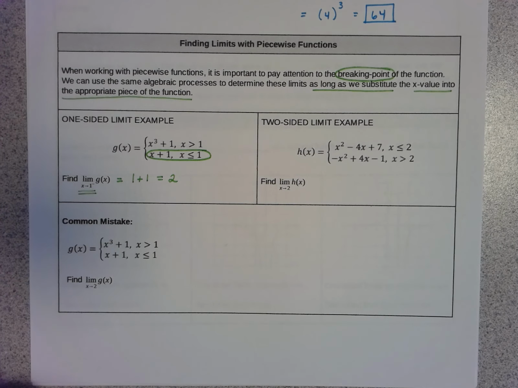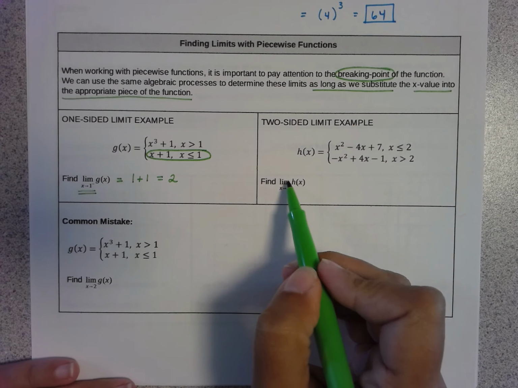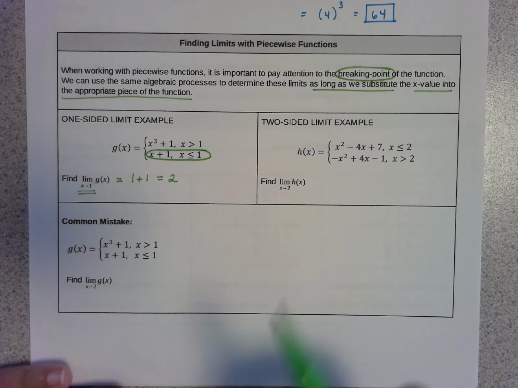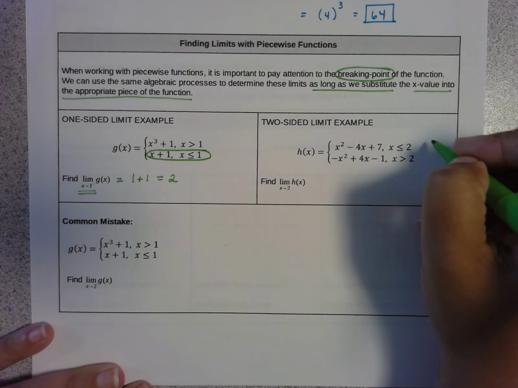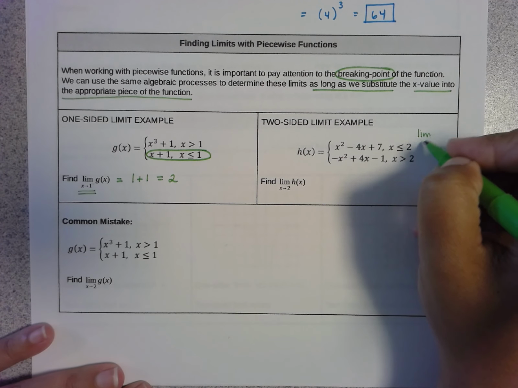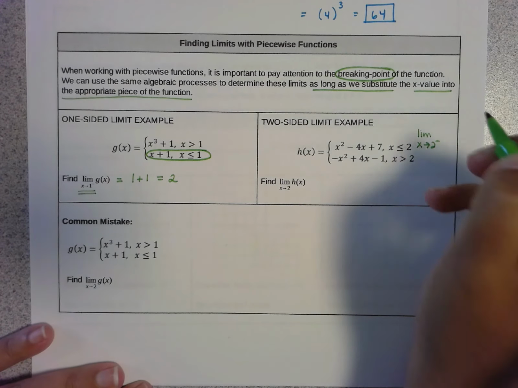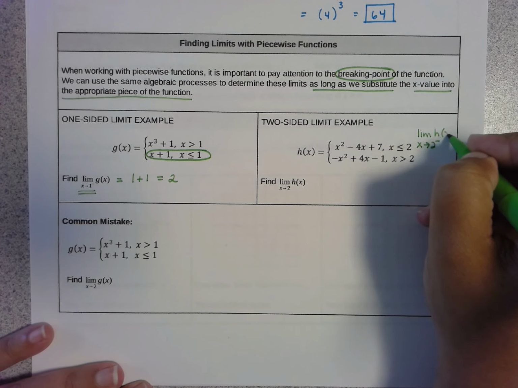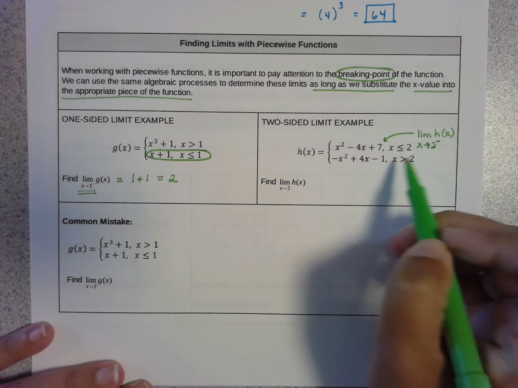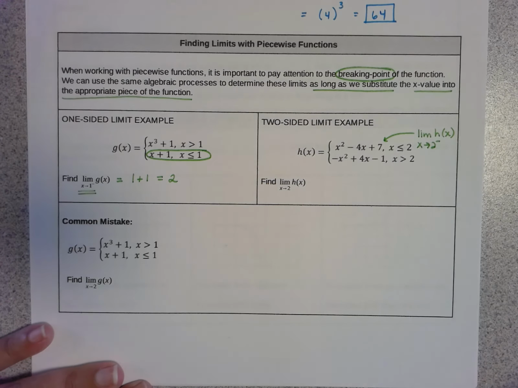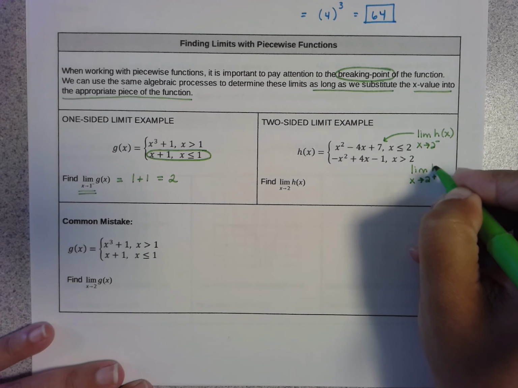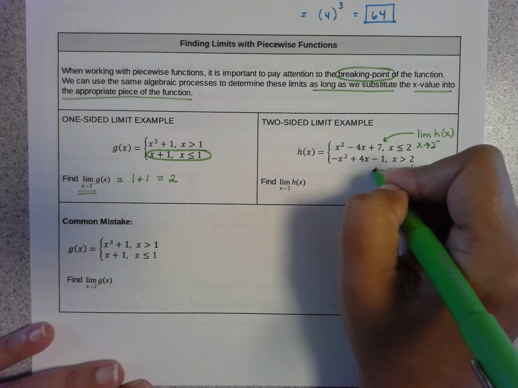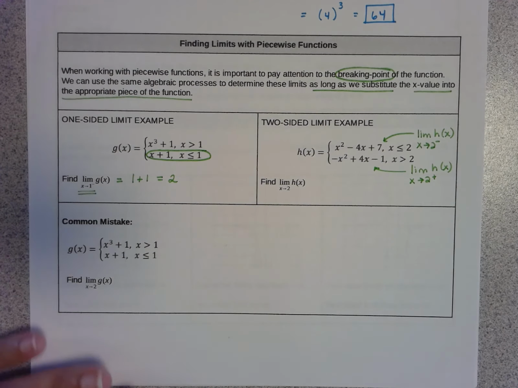Now, another example would be a two-sided limit. So if I said find the limit as x approaches 2 of h of x, I would need to check the limit as x approaches 2 from the left and the limit as x approaches 2 from the right. If I wanted to find the limit as x approaches 2 from the left, I would use the top part of this function because those are the numbers for x is less than or equal to 2. And if I want to find the limit as x approaches 2 from the right, I would use the bottom part of this piecewise function because those are the numbers that are bigger than 2.